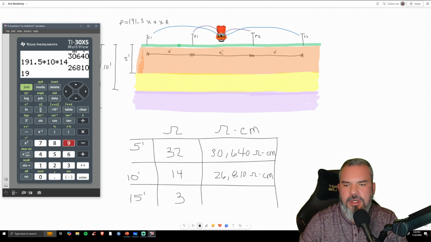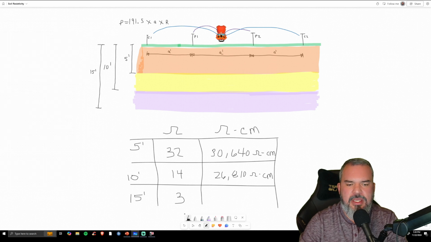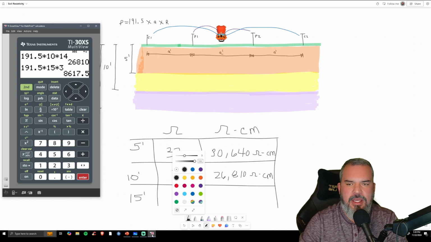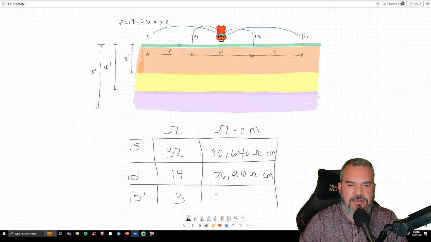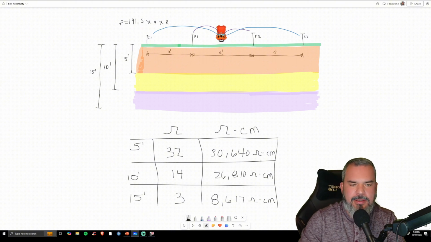Same formula, 191.5 times 15-foot spacing times the resistance we measured, which in this case was 3 ohms. We're going to hit enter. It's significantly lower, and so it's going to be 8,617. So 8,617 ohm centimeter. Now that you did that, it's good to just stop and take a look at your data.